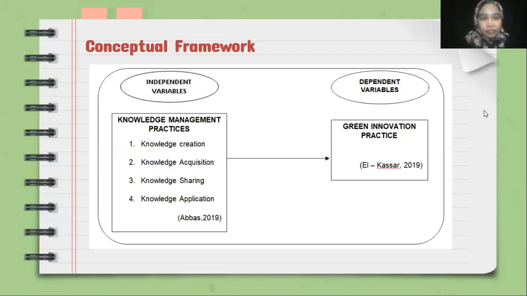Next is the conceptual framework. As you can see, the independent variable is adapted from Abbas 2019, where knowledge management practices has 4 elements in it: knowledge creation, knowledge acquisition, knowledge sharing, and knowledge application. The dependent variable is adapted from Al-Khalsa 2019, which is green innovation practices.